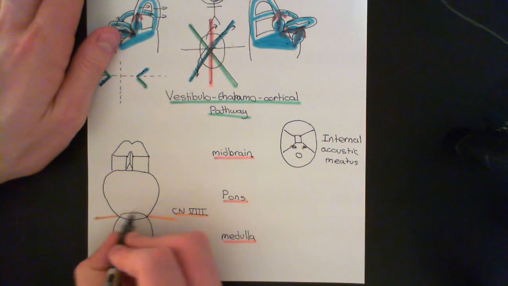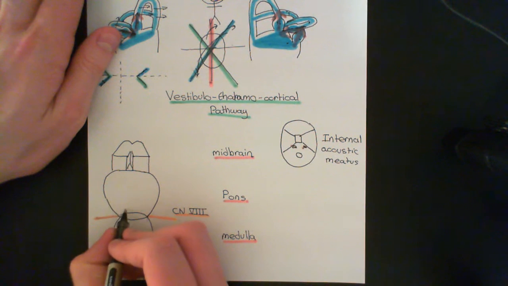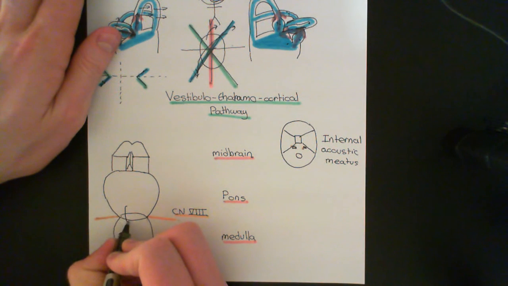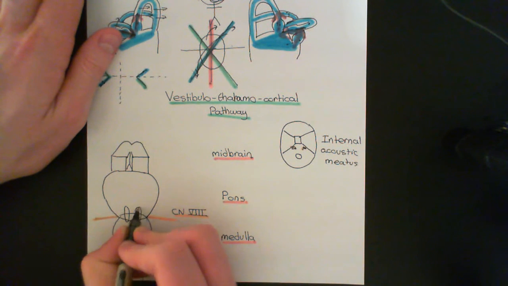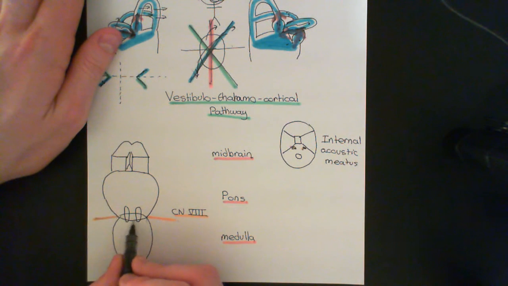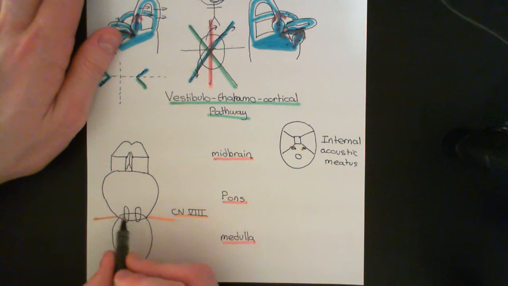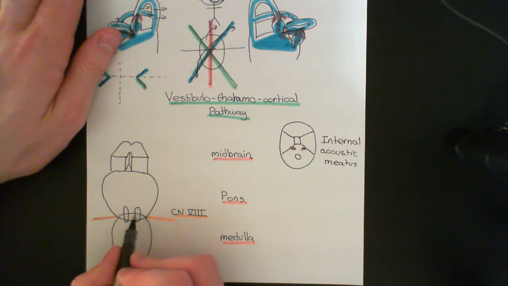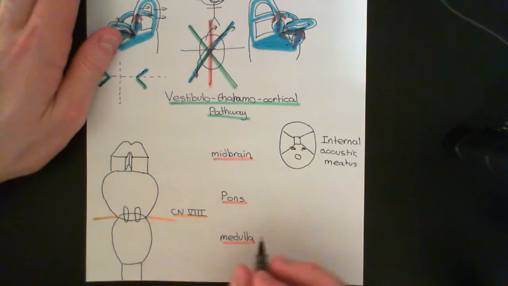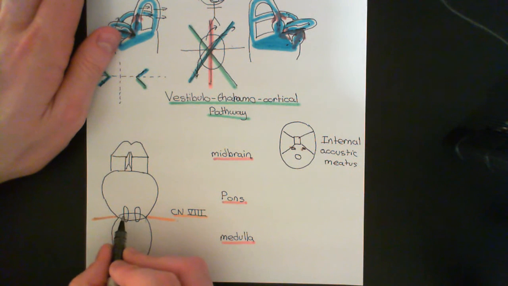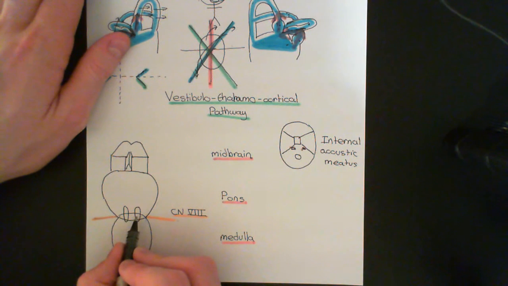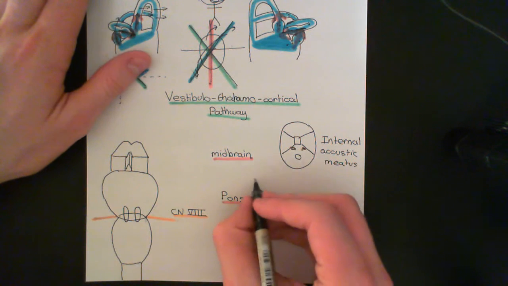Okay, so this is the back of the medulla and the back of the pons, and the vestibular nuclear complexes are going to be right at the back of the medulla and the pons, like so. Okay, and you can see that part of it will be in the medulla and part of it will be up in the pons. So right at the back of the medulla and the pons, you'll have these two complexes on either side, the right vestibular nuclear complex and the left vestibular nuclear complex.